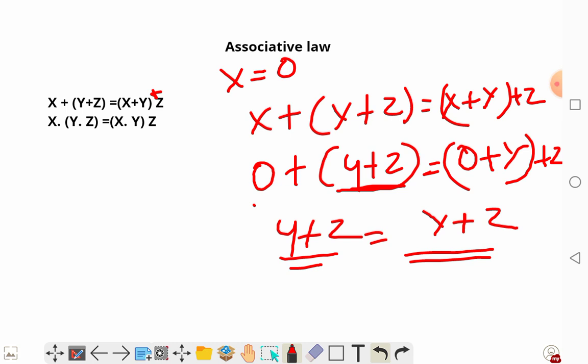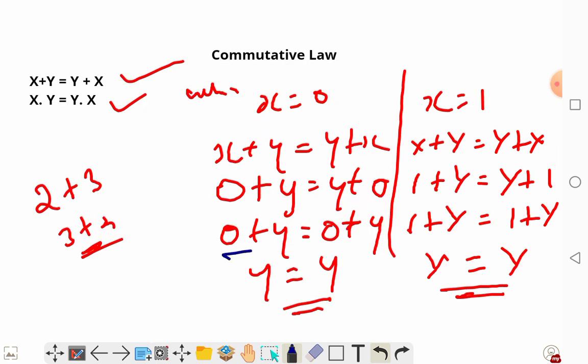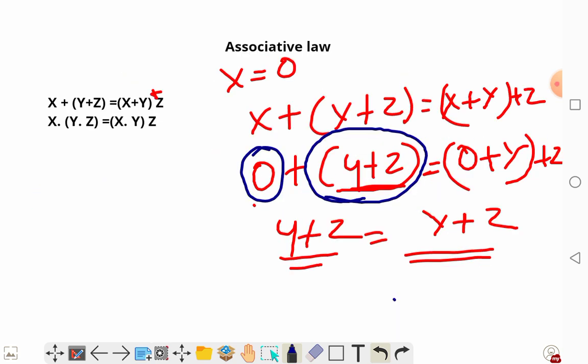Now the first expression as it is: x plus y plus z, bracket exchanged, we will get the same value. The value of x is 0. See, it is in the bracket, that will be considered a single value. 0 plus variable is variable. Remember the laws we have learned: 0 plus variable is variable.